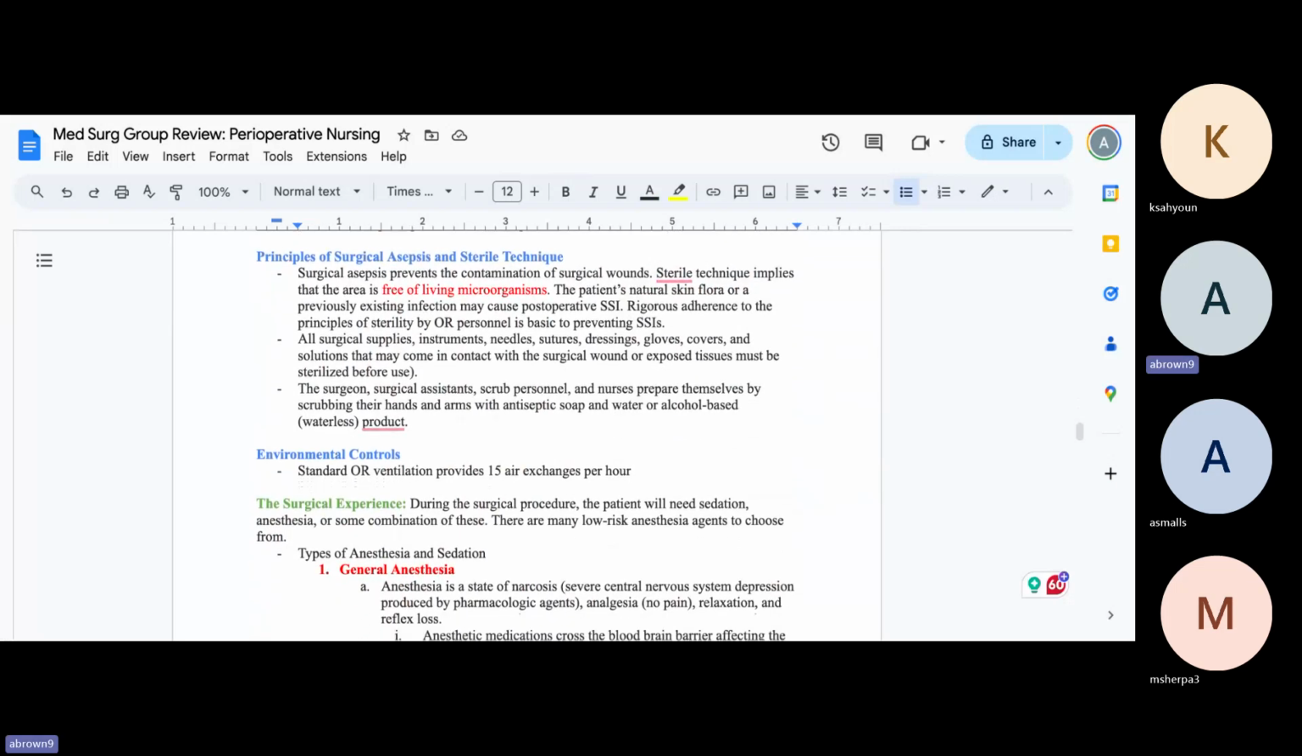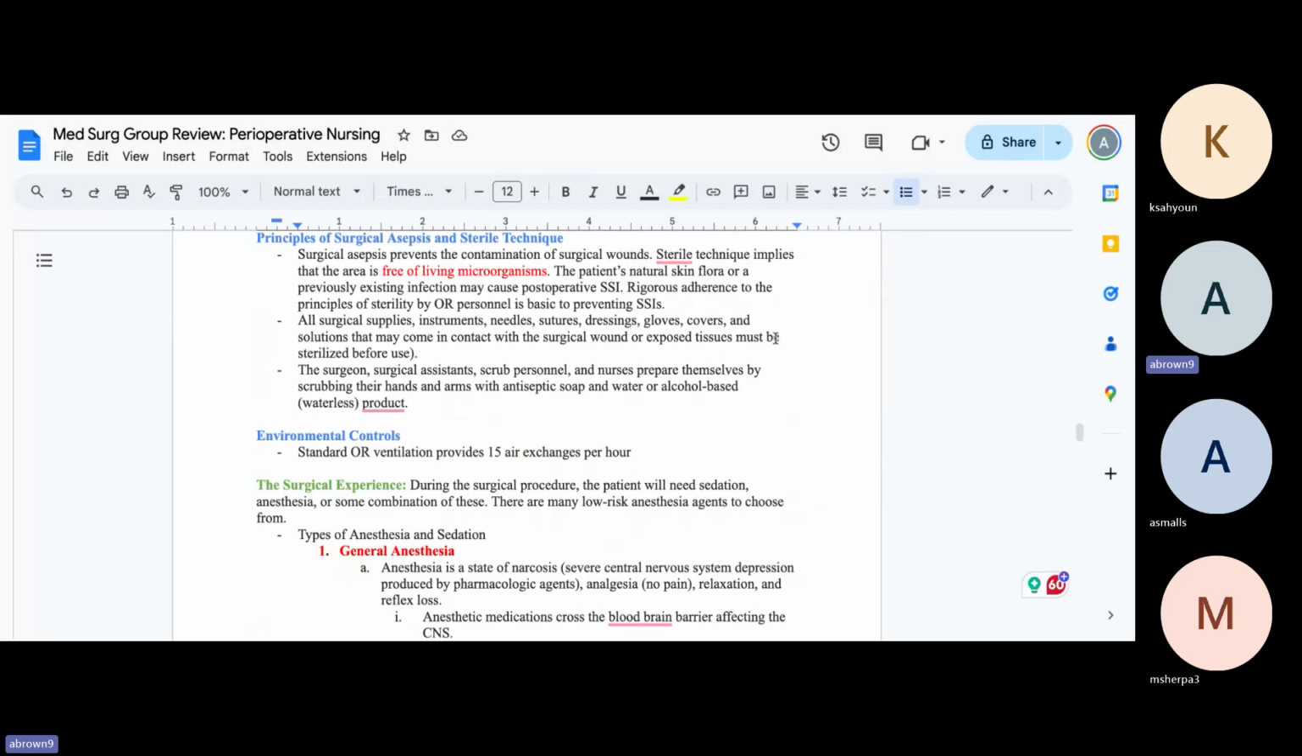Okay, principles of surgical asepsis and sterile technique. Surgical asepsis prevents the contamination of surgical wounds. Sterile technique implies that the area is free of living microorganisms. The patient's natural skin flora or previously existing infection may cause post-operative infections. Rigorous adherence to the principles of sterility by OR personnel is basic to preventing infections.